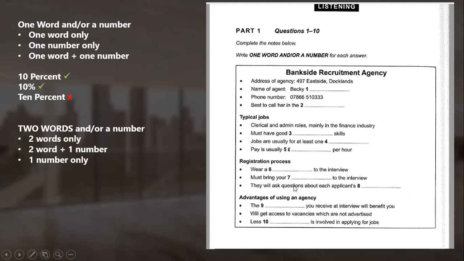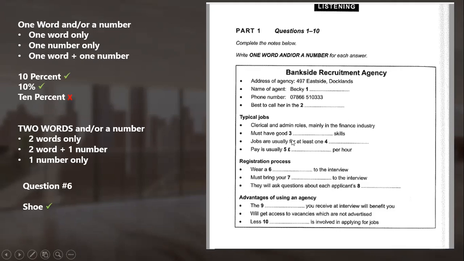Now, take a look at question number 6 here. Question 6 says, wear a dash to the interview. Now, let's assume you had black shoe. That's the answer you had clearly, black shoe. So how will you write the answer in one word or a number? That's question number 6. The answer would just be shoe.